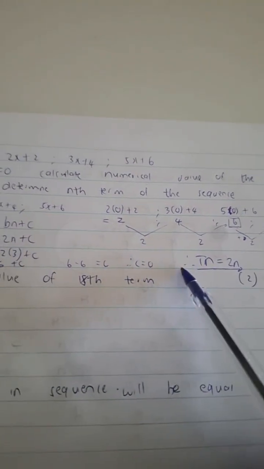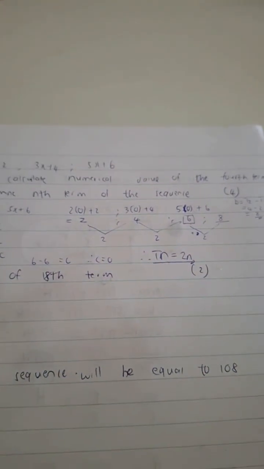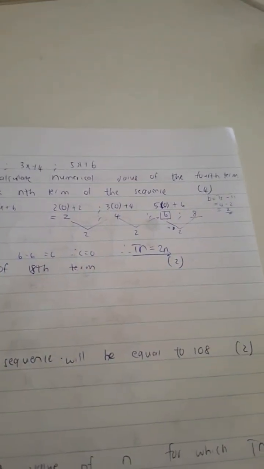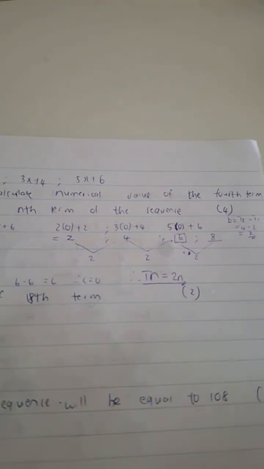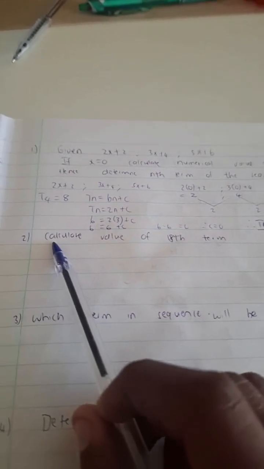Therefore, when I conclude, what is Tn? Tn is equal to 2n. Remember, c is 0, so I don't really have to write it down because 0 is nothing. So therefore, Tn is equal to 2n. That is the general term of the sequence. Next question. Calculate the value of the 18th term for 2 marks.